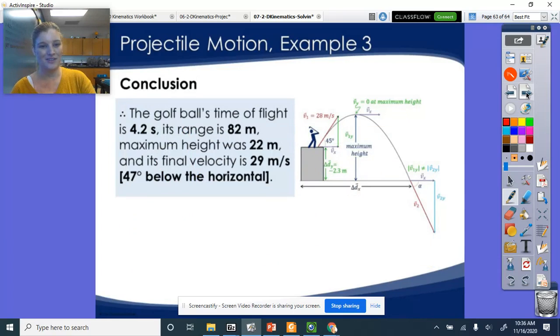So to round it all out, the golf ball's time of flight is 4.2 seconds. Its range is 82 meters, and its max height was 22 meters. The final velocity is 29 meters per second, 47 degrees below the horizontal. It's a lot of math, but it's just using those same 5 equations over and over again.